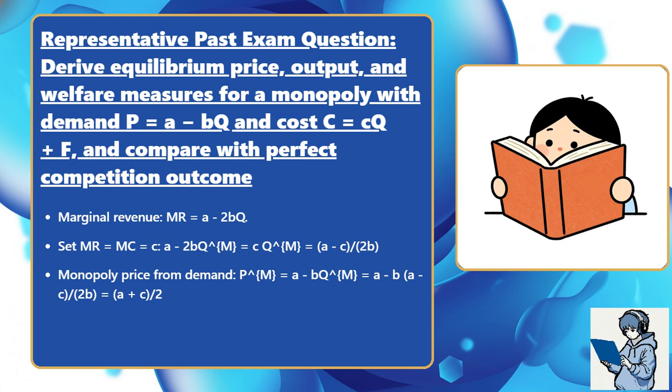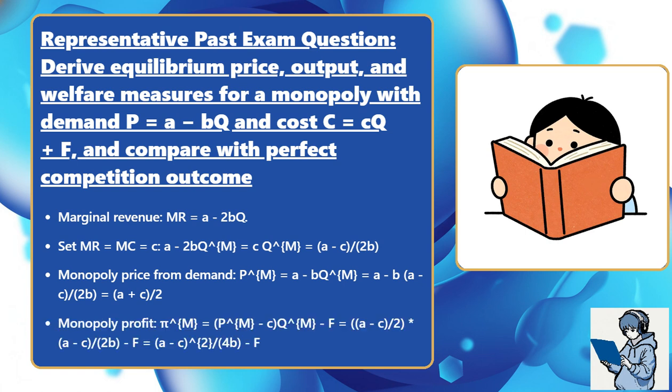Monopoly price from demand: P_M equals a minus BQ_M, which equals a minus B times (a minus c) over 2B, simplifying to (a plus c) divided by 2. Monopoly profit, pi_M, equals (P_M minus c) times Q_M minus F, which equals (a minus c) over 2 multiplied by (a minus c) divided by 2B minus F, simplifying to (a minus c) squared divided by 4B minus F.